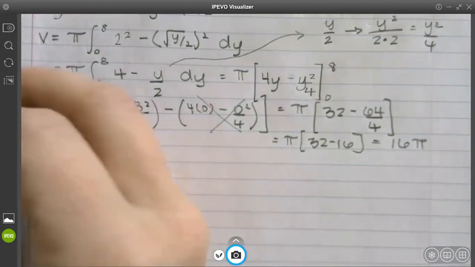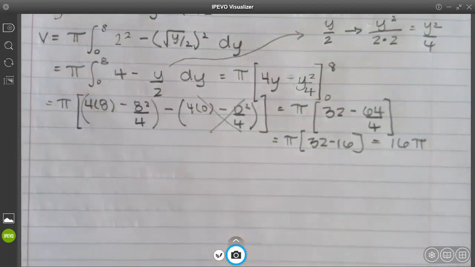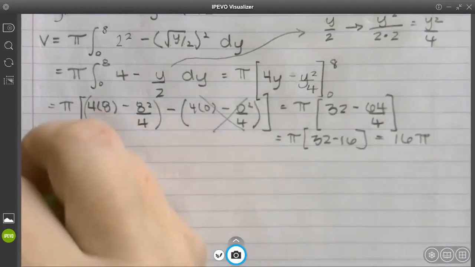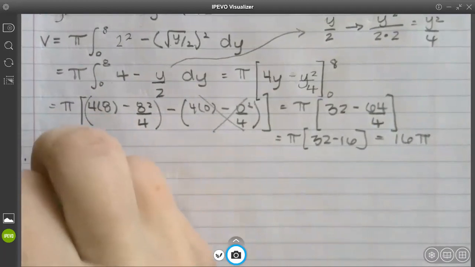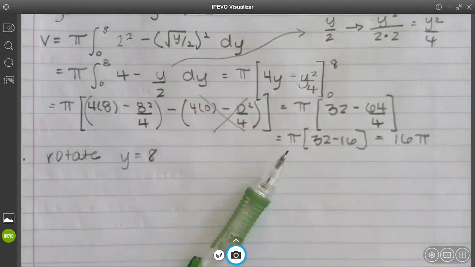So then now we have 12C. What does 12C tell you? I didn't write it down and I don't want to overlook it. Too lazy. y equals 8 is what I needed. Rotate, revolve, y equals 8. Okay.